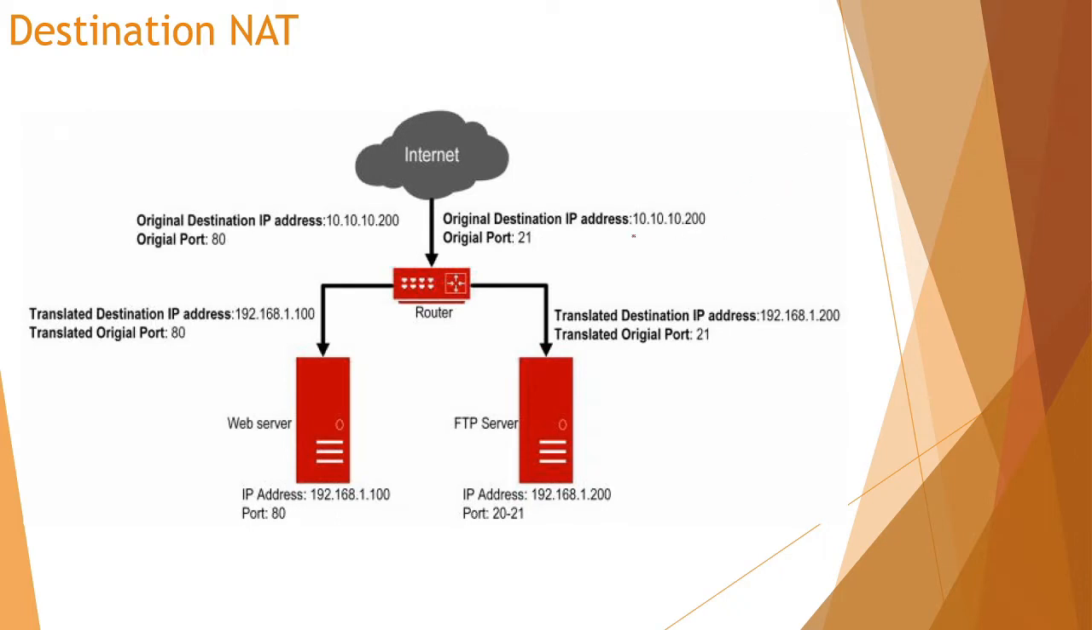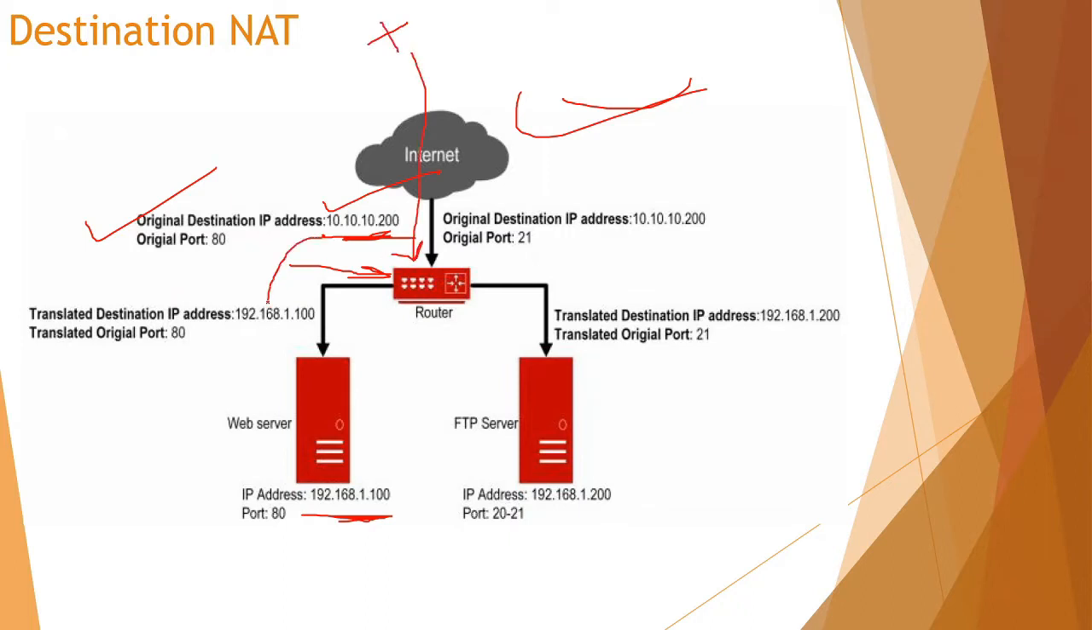Destination NAT is a very simple way to publish your web servers on a public cloud. In this example, let's assume that this is a public IP address that you have taken from the ISP and you would like to publish this server on the internet. So you have done a destination NAT on the router. Once any client reaches the router, the destination will be translated to that IP address, and then it will reach the web server.